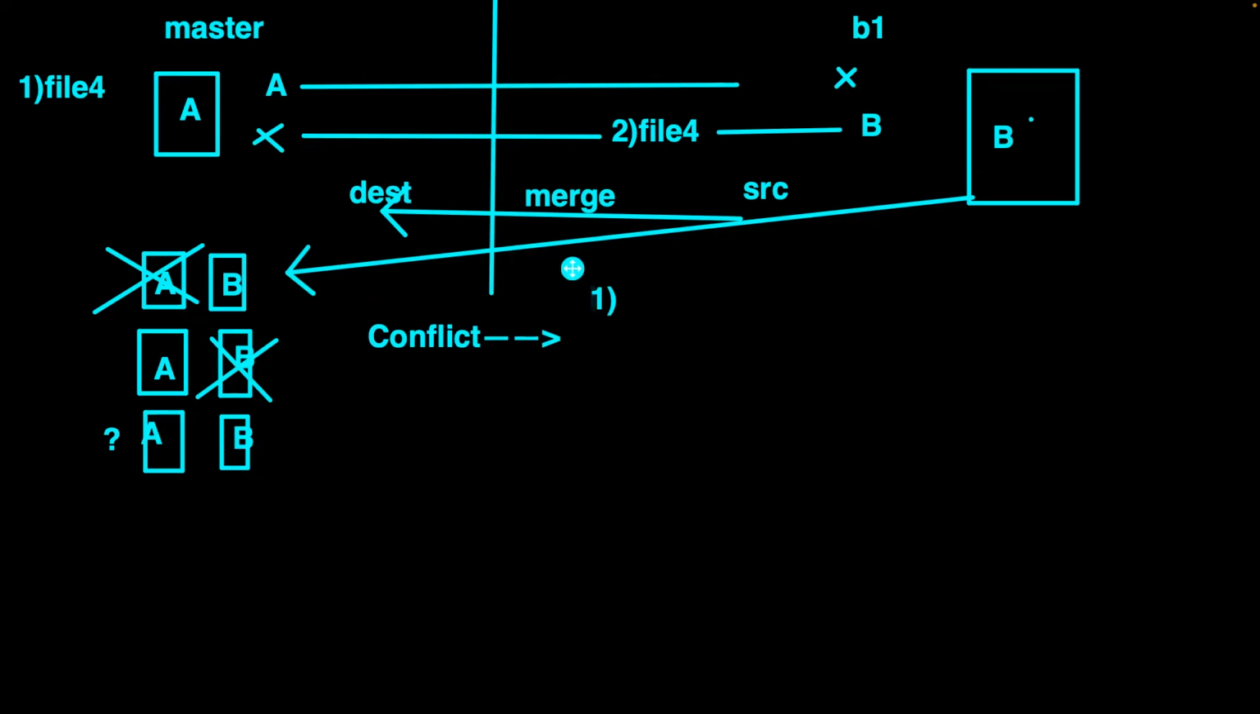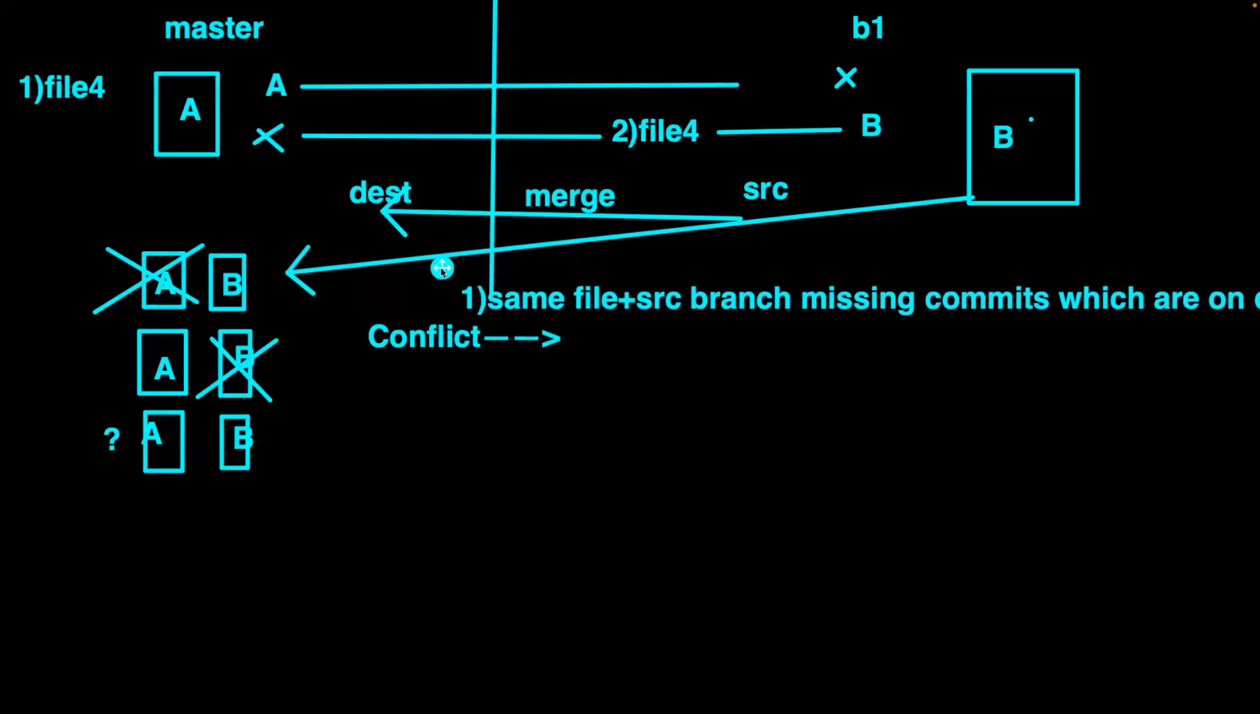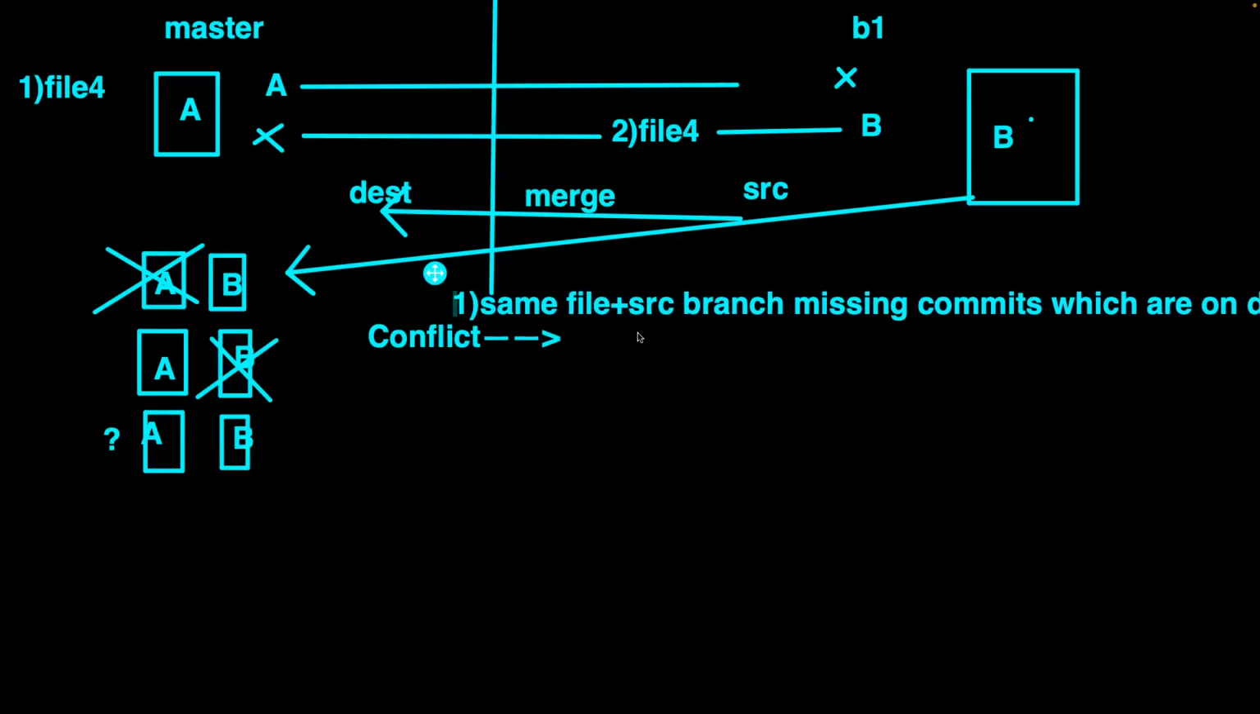So now why are you getting a conflict? Yes, same file along with the source branch missing some commits which are on the destination. This is the reason for conflict. It's not just the same file alone. If you just have the same file, it will not get a conflict. It is the same file and the source branch is missing some commit.